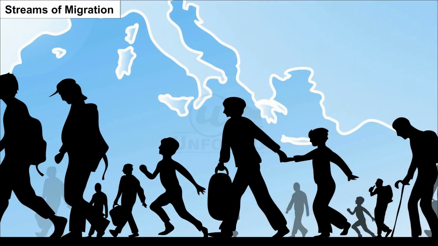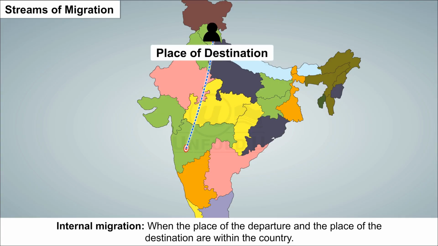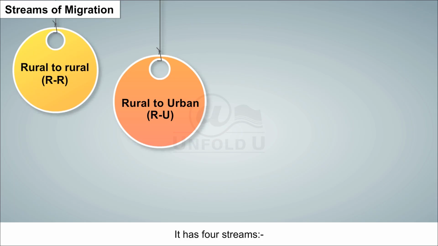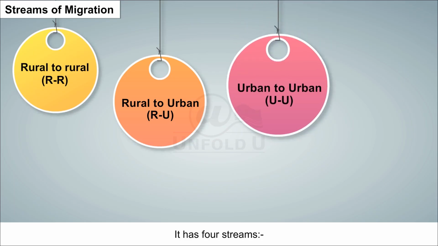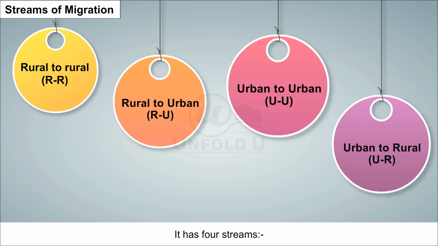Streams of migration. Internal migration. When the place of the departure and the place of the destination are within the country, it has 4 streams. A. Rural to rural, RR. B. Rural to urban, RU. C. Urban to urban, UU. D. Urban to rural, UR.